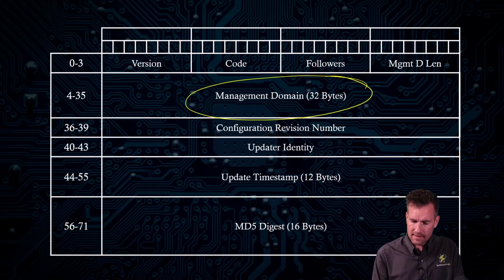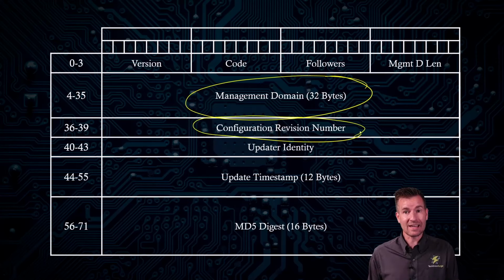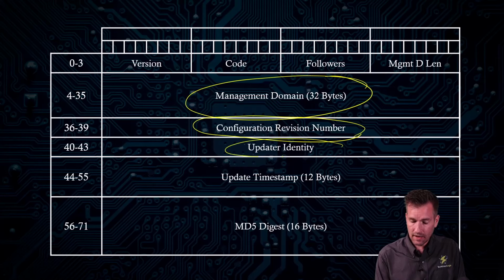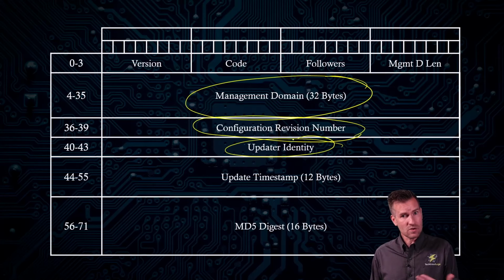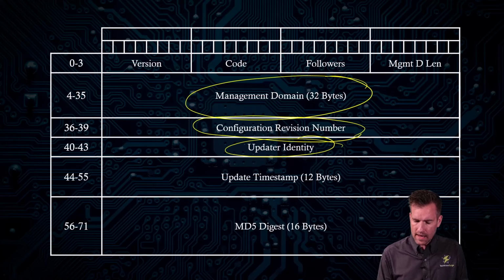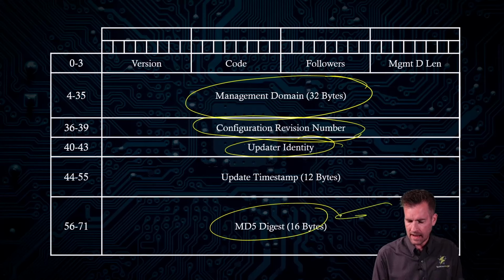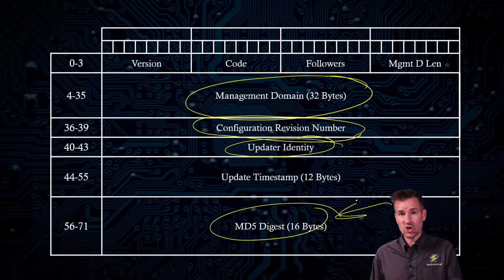We also have the configuration revision number, so it can compare against the revision number it has to know whether it needs to be updated or not. It has the updater identity, who made the update, because you can actually have multiple servers within your network. And then I'll just point out the MD5 digest here is just a check to see if anything has changed or if there's any corrupt data within this advertisement.